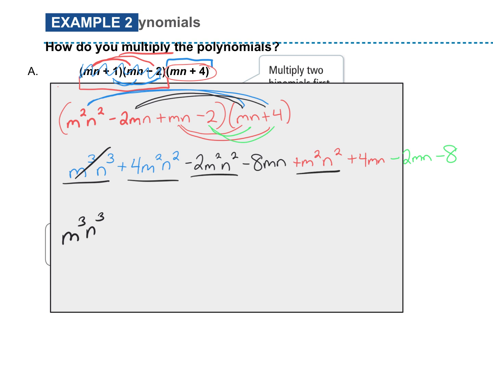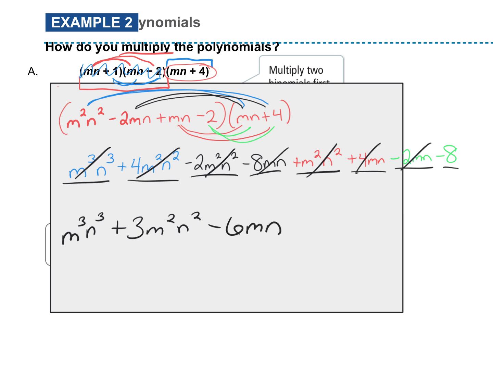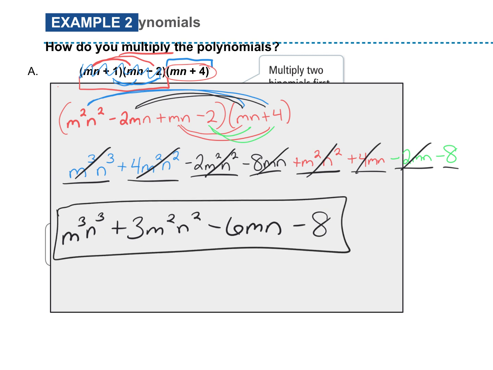Is it okay to have more than two? Yes. So what's 4 minus 2? 2. 2 plus 1. So we have 3m squared, n squared. Then -2mn plus mn is -mn, and -8mn plus 4mn is -4mn. Now -4mn minus 2mn is -6mn. And then we have this -8. And now am I done? Yes. Genius.